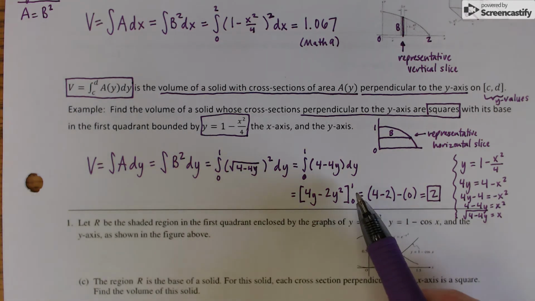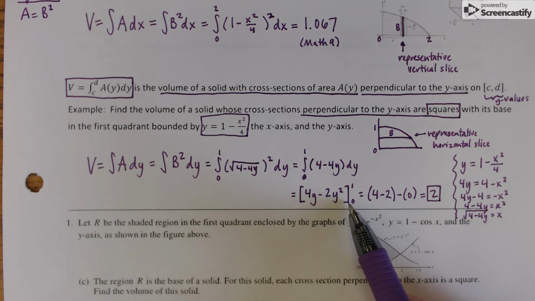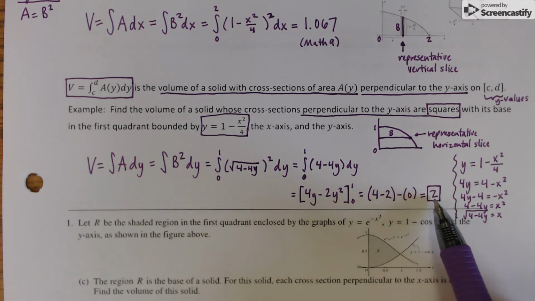Plugging in my upper limit of 1 gave me 4 minus 2, and then when I plugged in the 0 to my antiderivative, I got 0. So final answer for our volume would be 2.